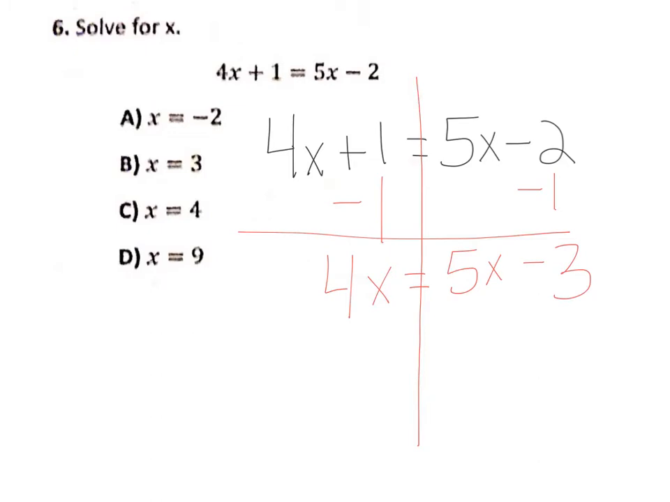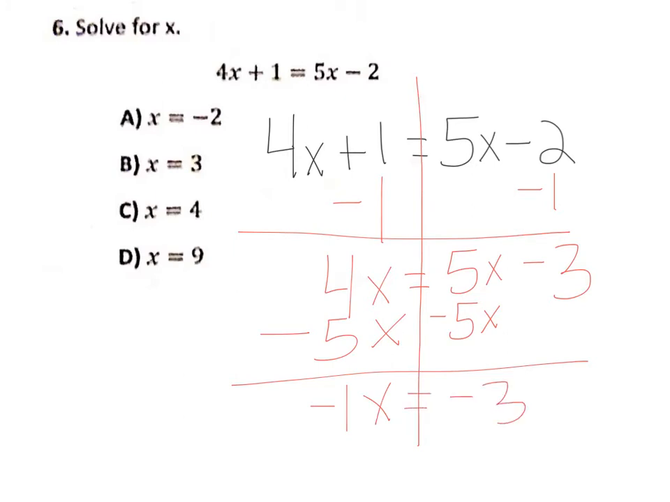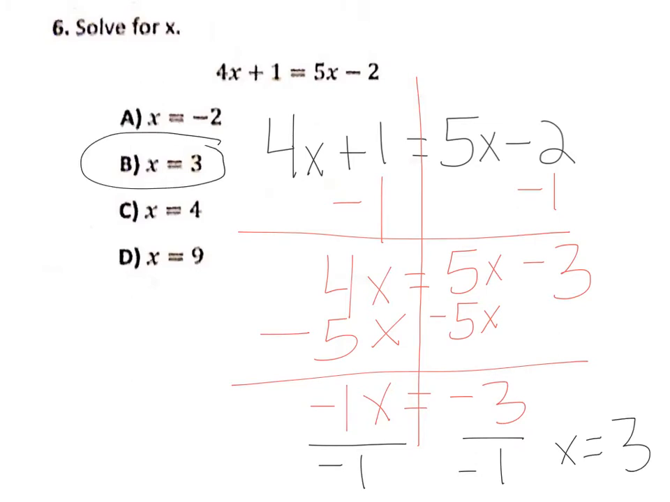Then we can move the variable, minus 5x gives us negative 1x equals negative 3. And if you did that like that, then make sure you divide by negative 1. Divide by negative 1. So x equals positive 3. So B was the correct answer for that one. Again, of course, you wanted to use substitution to double check your work.